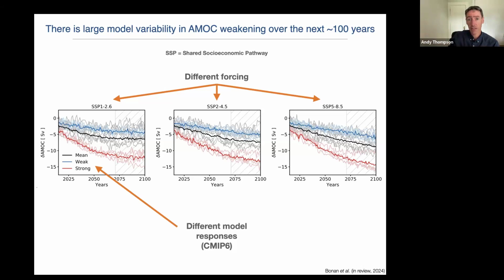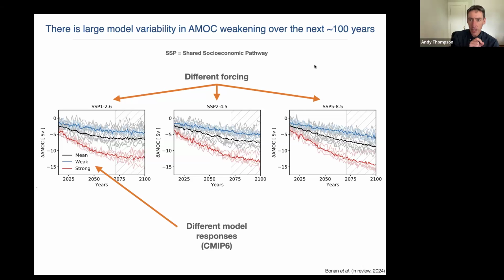So on the left-hand side is a more gradual climate scenario in which the warming is not so strong, a moderate case in the middle, and on the right-hand side, you have a much stronger perturbation. What you see in all three panels is that the distribution of the curves doesn't look very different for the different forcing. So at least over the next 100 years, the evolution of the AMOC, at least as predicted by these CMIP6 models, is actually not very strongly dependent on the forcing itself.